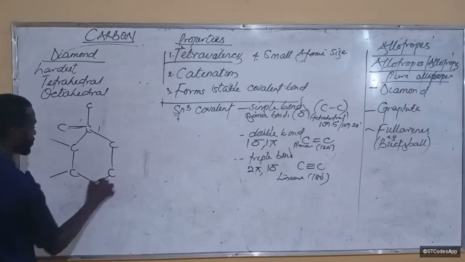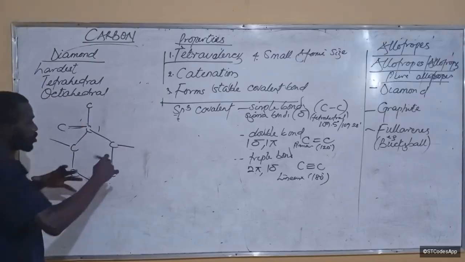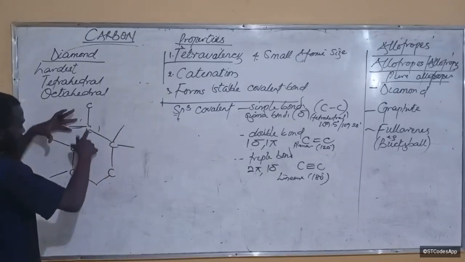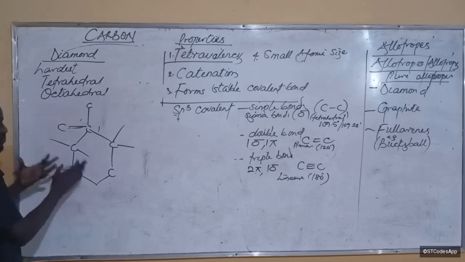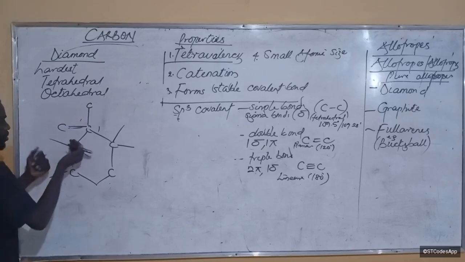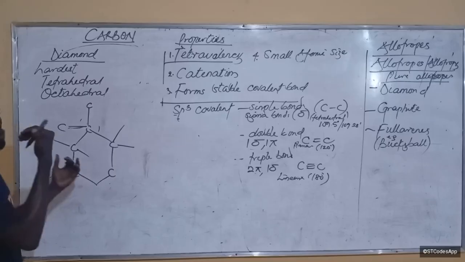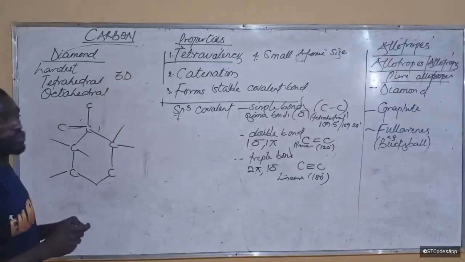Do you understand now? It forms tetrahedral geometry. But at the end of the day, when you see the structure of the diamond, each carbon is bonded to four other carbon atoms. Exactly. So I'm not showing this in full. It has a 3D geometry, three-dimensional geometry.